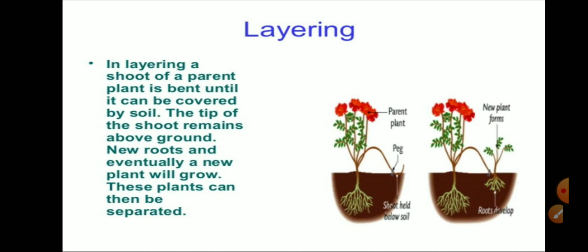Now layering. What do we mean by layering? When we bend the plant and put it in the soil, the tip of the shoot remains above the ground and the roots eventually develop into a new plant. So these plants can then be separated. It can be seen in the case of jasmine.